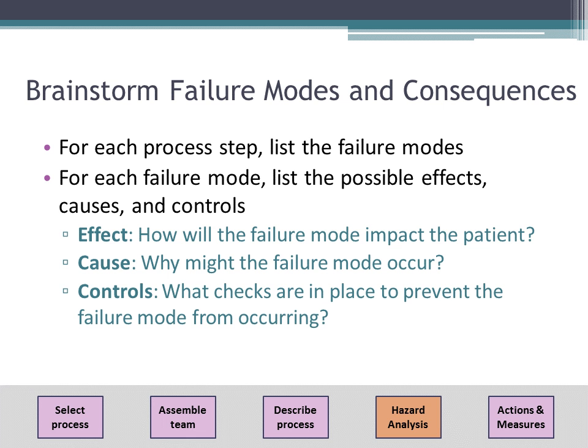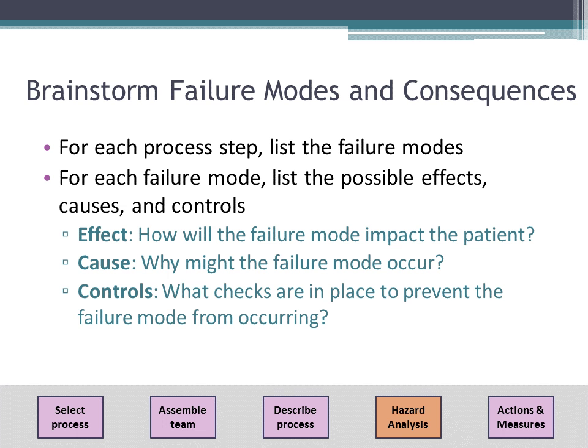Before we jump back into our example, let's define effect, cause, and control. The effect of the failure mode is how the failure mode will impact the patient or how it will impact the process itself or any other individuals involved. The cause of the failure mode is the underlying reason why that failure mode occurred. And then controls. Controls are things that are in place to prevent the failure mode from occurring.